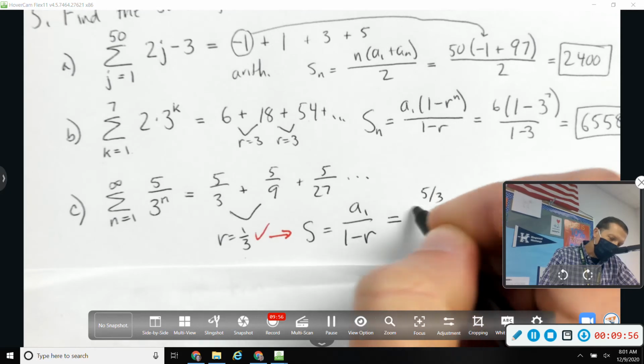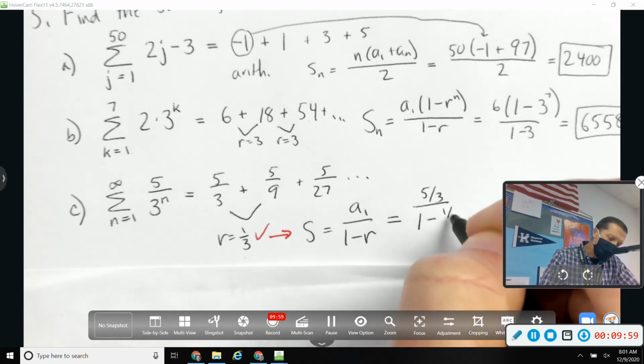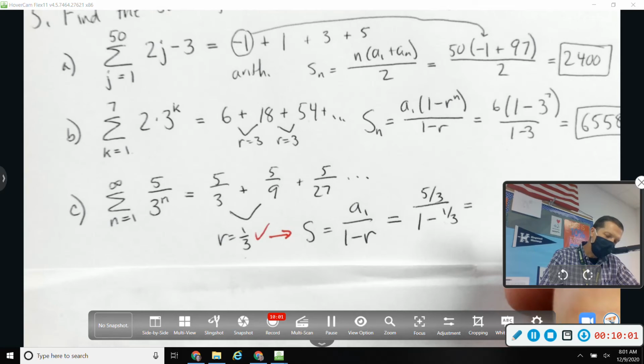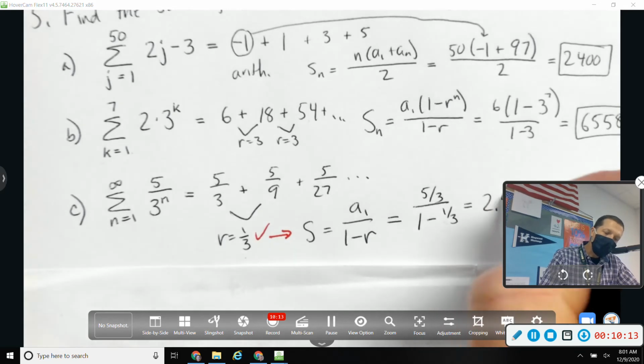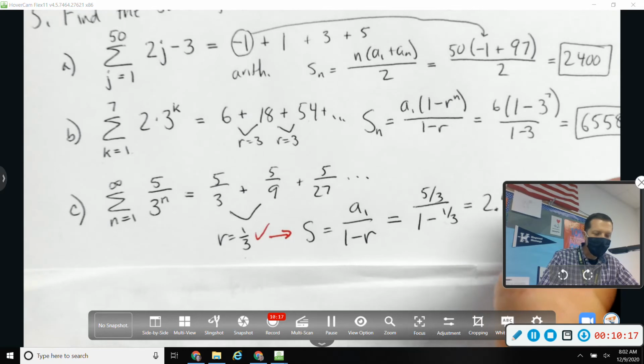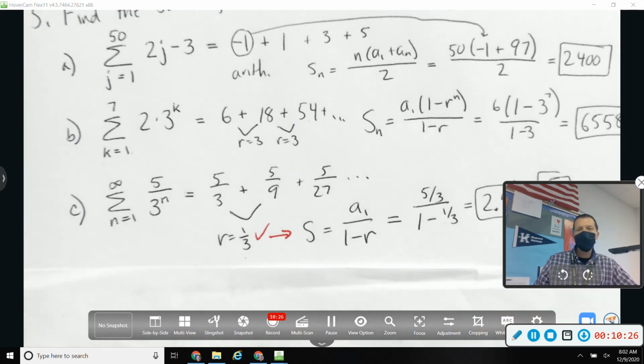So 5/3 over 1 minus 1/3. Yeah, so 5/3 divided by 1 minus 1/3 is 2.5. That's an exact answer, so that's okay, meaning it's not rounded. If you have a calculator that turns it into a fraction, or you turn it into a fraction, 5/2 would be okay as well.